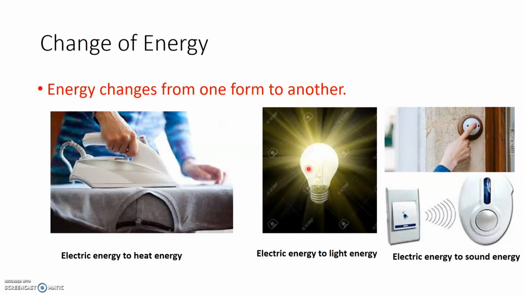Now in the second case, in the same way, electric energy can be converted to light energy. Especially in the case of bulbs or CFLs, we know that when we switch on the light, electrical energy is passed and this electrical energy is converted to another form of energy, that is light energy. That is why the bulb glows. So here also electric energy is converted to light energy, that is, energy changes from one form to another form.